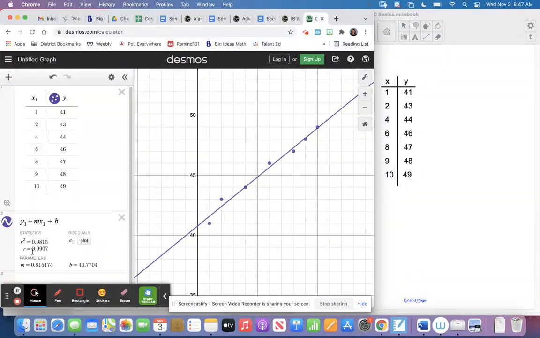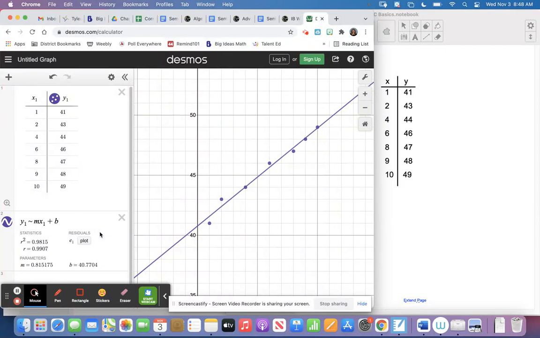But our R value is 0.9907. So if you remember at the beginning, I said it was really close to making a straight line, but they were not all on a straight line, the points. So because it's in the positive direction, it's going to be really close to a +1. So our R value in this case is 0.9907, which is very close to 1.